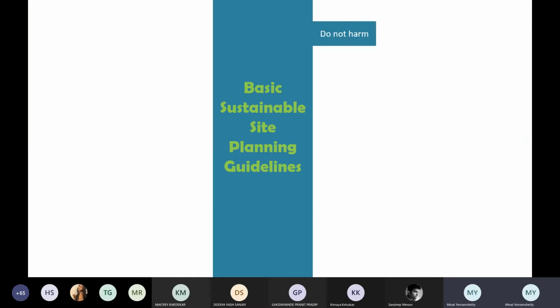First of all, do not harm your site. What does this mean? Take care of the existing flora and fauna if there are any. Precisely. Do not just jump in there and start digging.